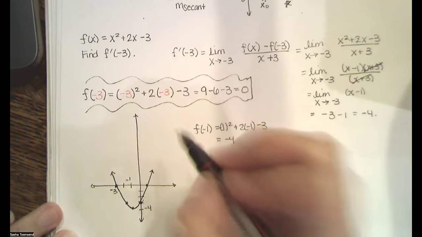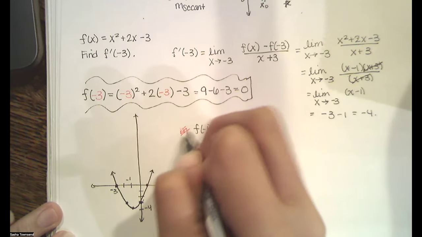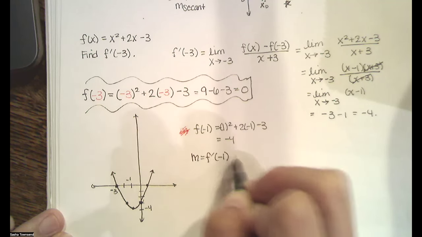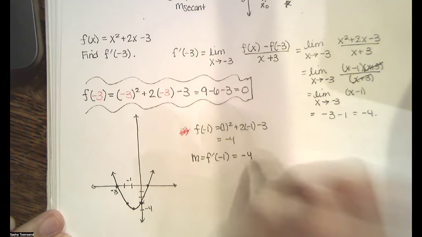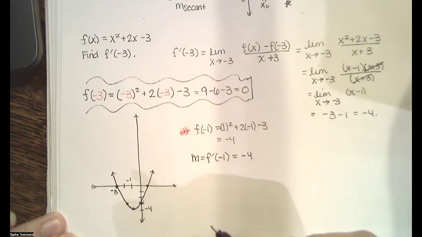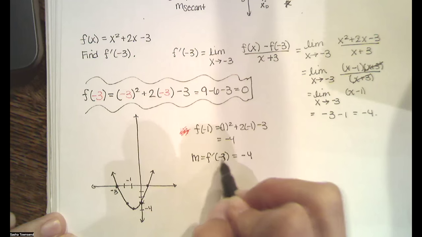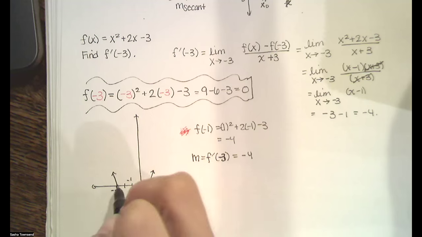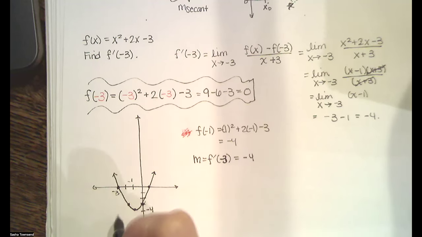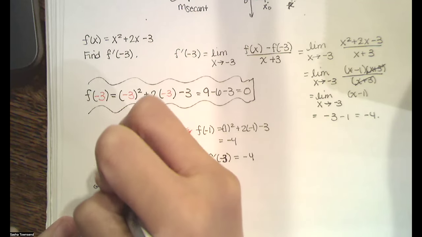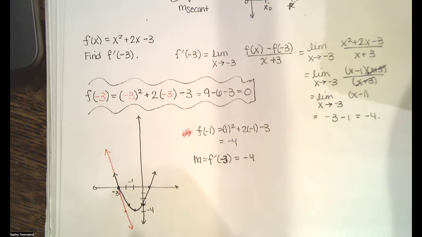The slope of the tangent line is f prime of negative 1, which happened to be negative 4. So we take f prime of negative 1, f prime of negative 3, which is negative 4. And so I'm at this point, and I can go down 4 and over 1 to find another point on my tangent line, and then just graph it. If I had graphed it to scale, this line would have the same slope as my curve.